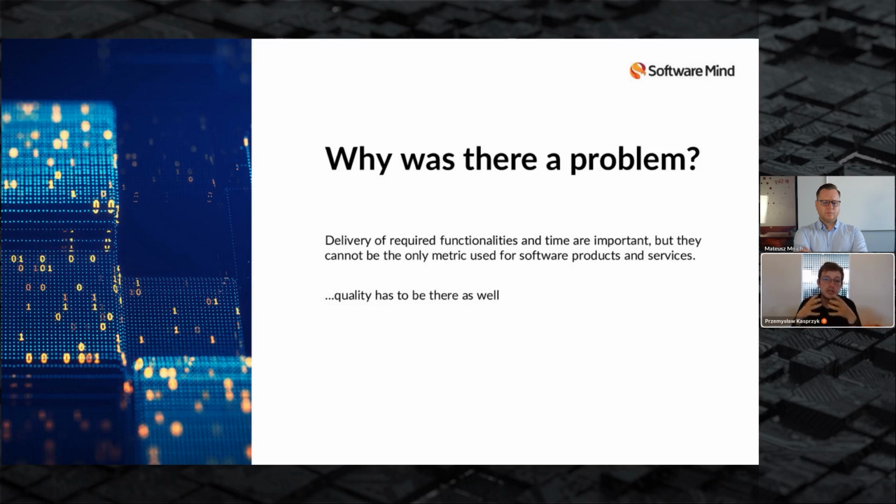Well, delivery of required functionalities and time are important, but they cannot be the only metrics used for software products and services. Quality has to be there as well. In the example I mentioned, the developer who made the original change, who provided the original feature, did whatever was asked of him. He fulfilled the acceptance criteria, the task passed through testing, and the original functionality worked as intended.